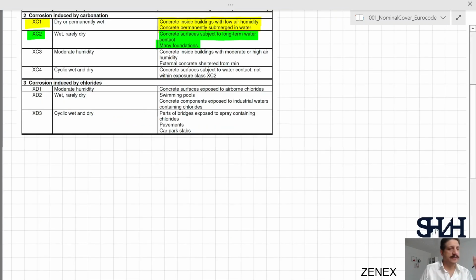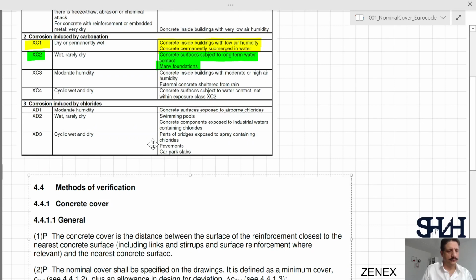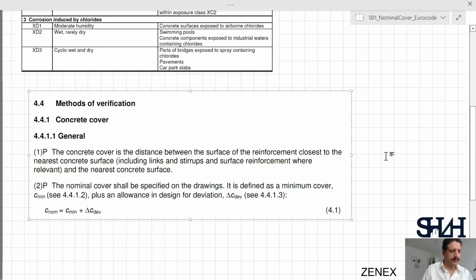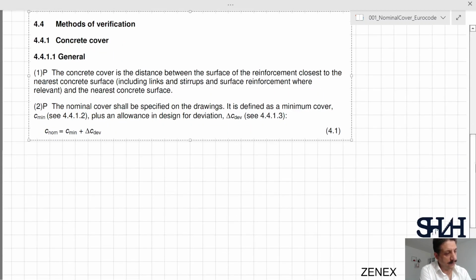So first of all, we need to understand what kind of exposure class we are dealing with. After finding out the exposure class of our project, we need to verify the concrete cover. Methods of verification are given in Eurocode 1992-1-1 clause 4.4, and the first one is concrete cover. The concrete cover is the distance between the surface of the reinforcement closest to the nearest concrete surface, including links and stirrups and surface reinforcement where relevant, and the nearest concrete surface. So this is the explanation I gave earlier in the beginning.